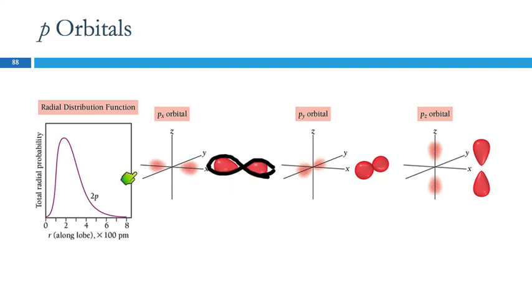So there's one along the x-axis, one along the y-axis, and one along the z-axis. These are going to have nodes inside them as they go to higher levels, but we don't need to remember that.